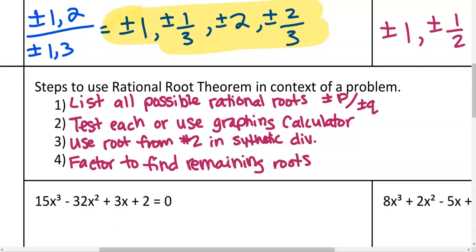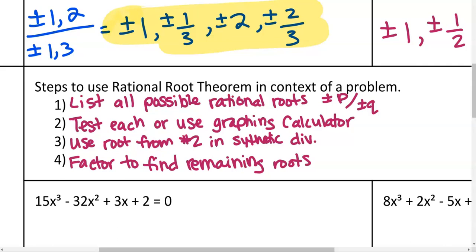Step 2 depends on if you have a calculator or if you don't. If you don't have a calculator, you're going to have to plug in each number from your list into the equation and see which one makes the equation equal to 0. That makes it a root. If you have a graphing calculator, we are going to graph it and physically look at the graph and see where it's crossing the x-axis. So you don't have to test if you have a graphing calculator, but it's not impossible if you don't have one. But we have the tool, so I'm going to teach you how to use it. Deal?